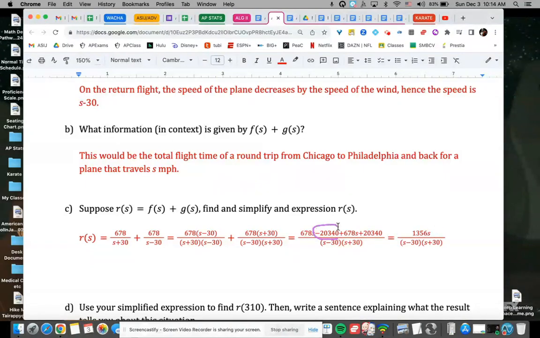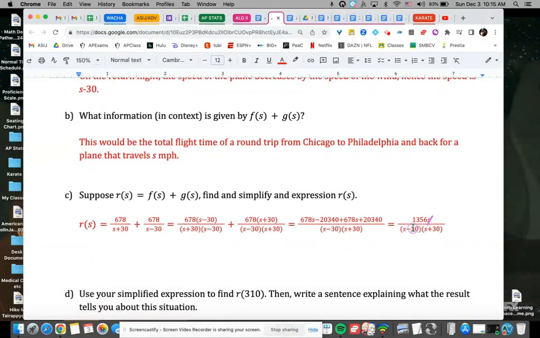But you'll notice these two 20,000s. One is positive, one's minus. They're going to cancel and simplify. So all that over one common denominator. Remember, we don't add the denominators. And that's it. That's a simplified version. There's nothing else you can do with that.